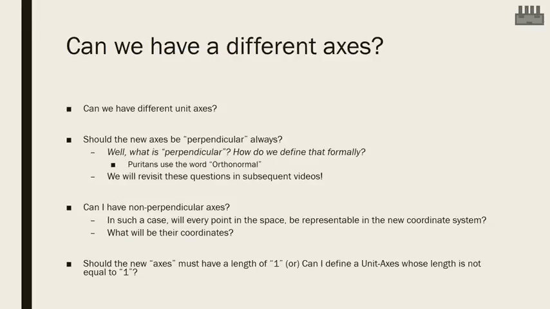Now that we keep talking about this axis, the question obviously is, can I change the axis? Can I have a different unit axis? Should the new axis always be perpendicular? Can I just have some crisscross lines and call them axes? That eventually leads to a question: what exactly is perpendicular? We'll talk about that in some later video. But for now, it's important to understand and ask whether we can have two different axes.